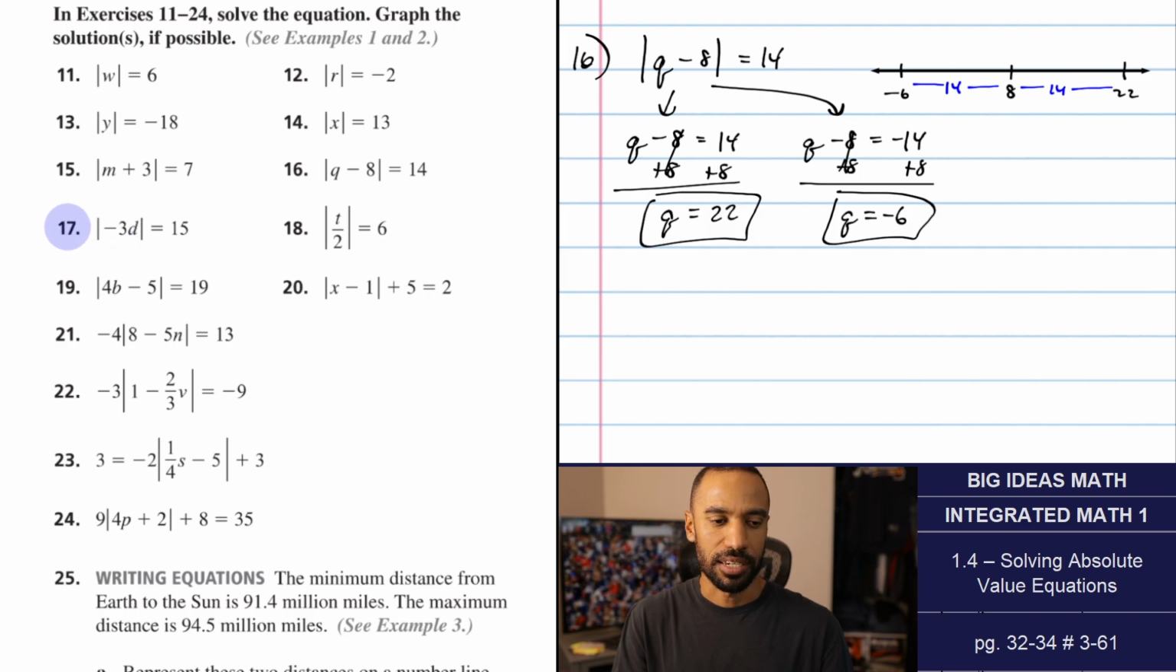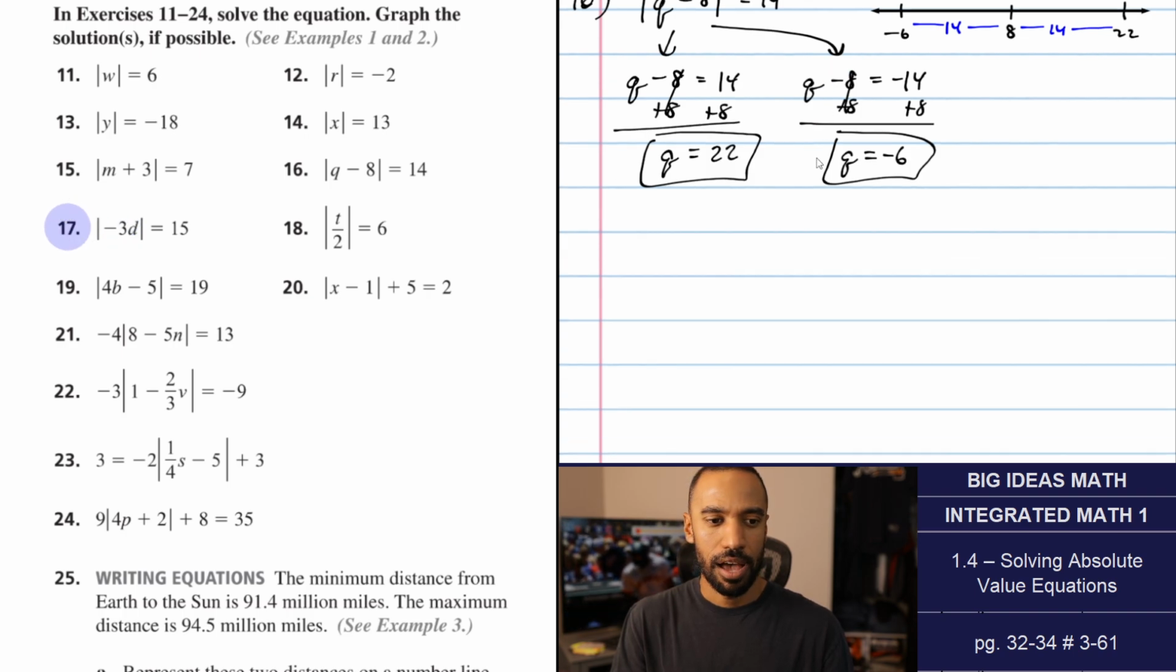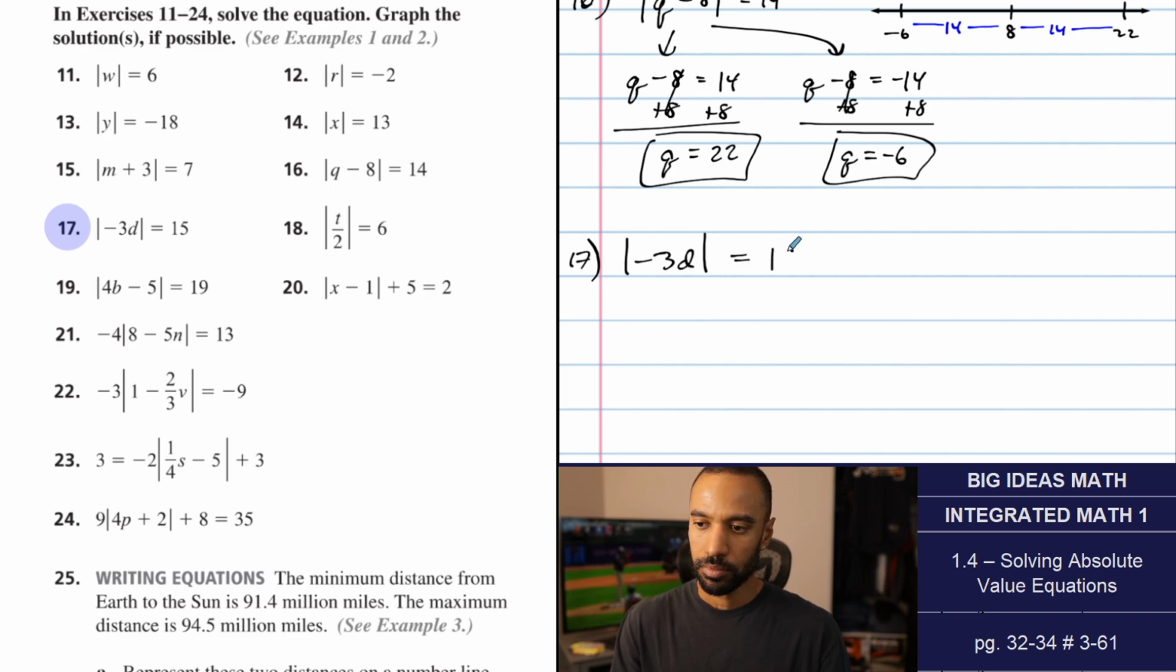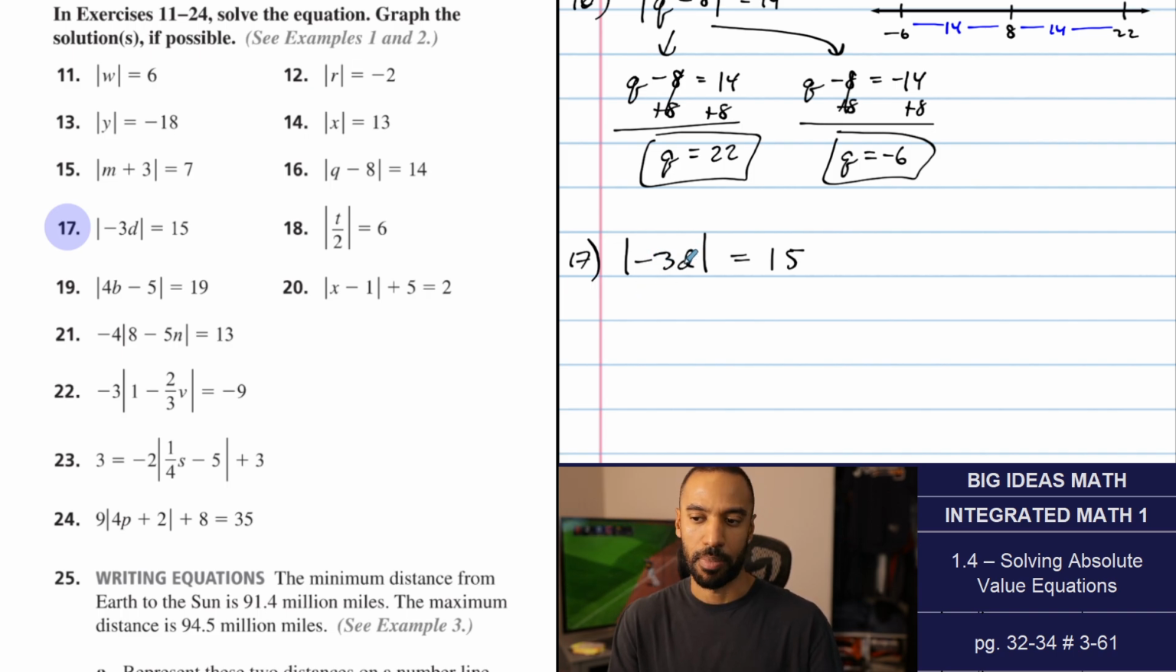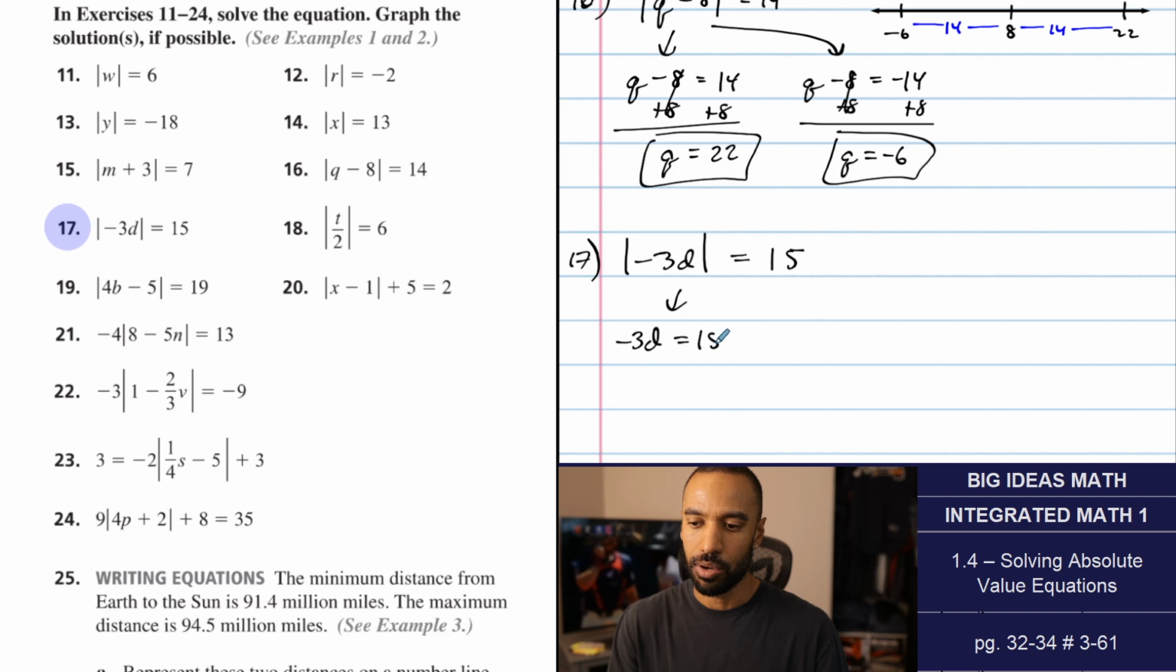Now, number 17 says the absolute value of negative 3d equals 15. Technically, there are a couple things we could do with this if we wanted to, but we could also leave it like this as well. This is by itself as an absolute value. It's okay that the inside's negative here. Fact of the matter is d could be negative to plug in, or it could be positive because we're going to take its absolute value and this side is positive. All is good.